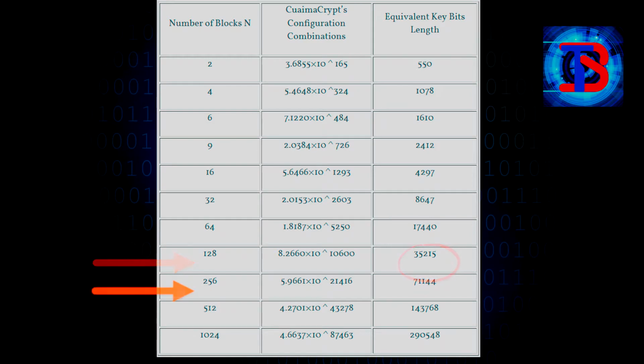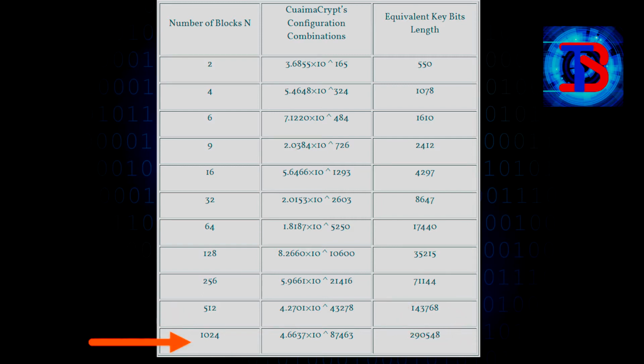35,215 bits. For n equals 256, the equation results in 5.9661 multiplied by 10 to the power of 21,416, which is equivalent to 71,144 bits. For the security scenario of n equals 512, the equation result is 4.2701 multiplied by 10 to the power of 43,278, which is equivalent to 143,768 bits in a classical cryptographic algorithm.